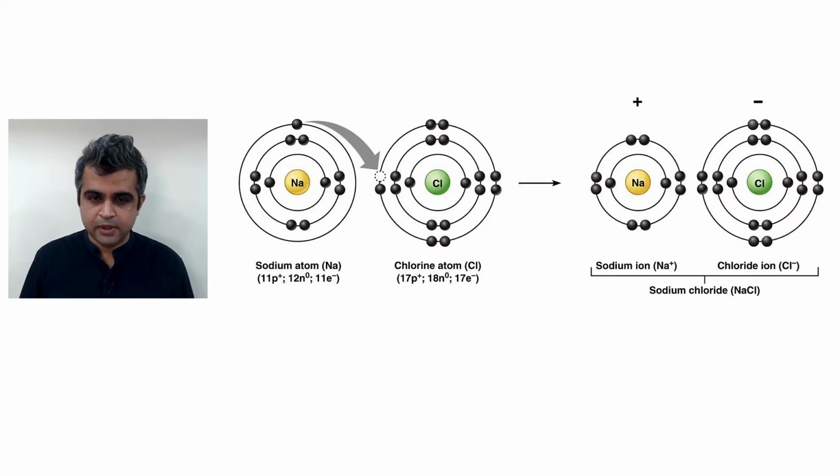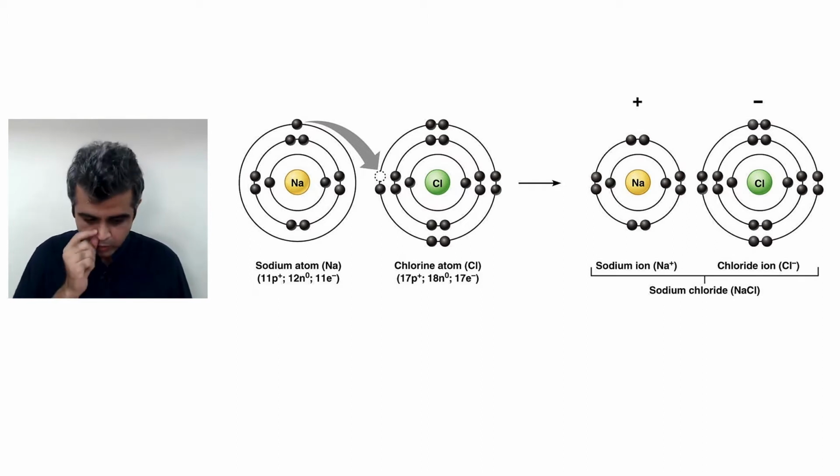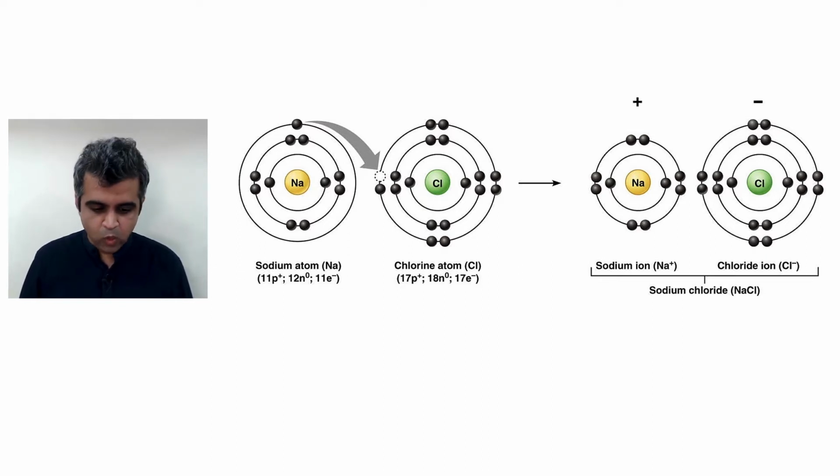So let me give you an example here. On the screen right now, you are going to notice that there is a sodium atom and a chlorine atom. Sodium atom has the atomic number 11, which means it has 2 electrons in its first orbital, 8 electrons in its second orbital, and 1 electron in its outermost third orbital. So it will basically give this electron away to chlorine. Chlorine, which has 17 as its atomic number. So what is chlorine going to do? Chlorine will accept this and it will be able to complete 8 electrons in its outermost orbit.